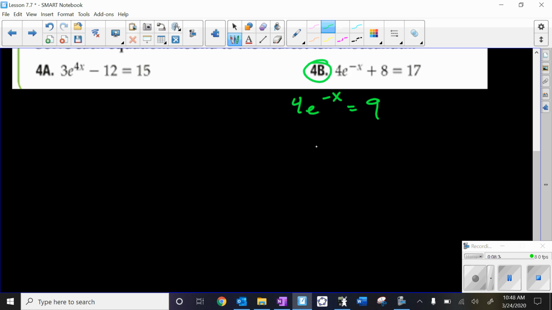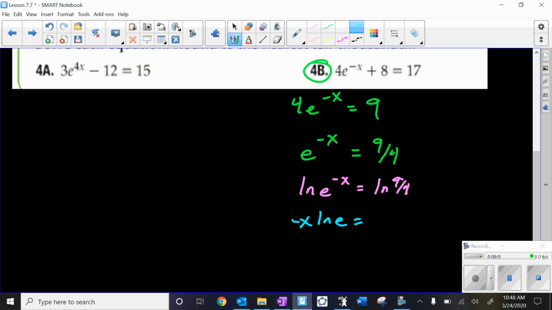I'm not going to really divide, I'm just going to show it. So now I have e to the negative x equals 9/4 out of the deal. Remember, if I want to pull the exponent down, I'm going to take a natural log on both sides. So now I have the natural log of e to the negative x equals the natural log of 9/4. That allows me to pull the exponent out front, so negative x, natural log of e equals natural log of 9/4.